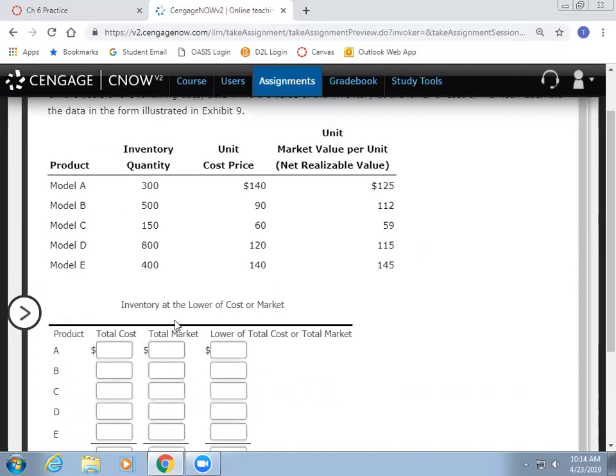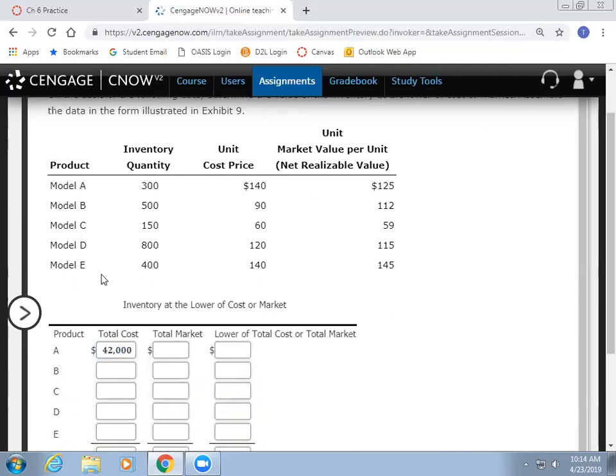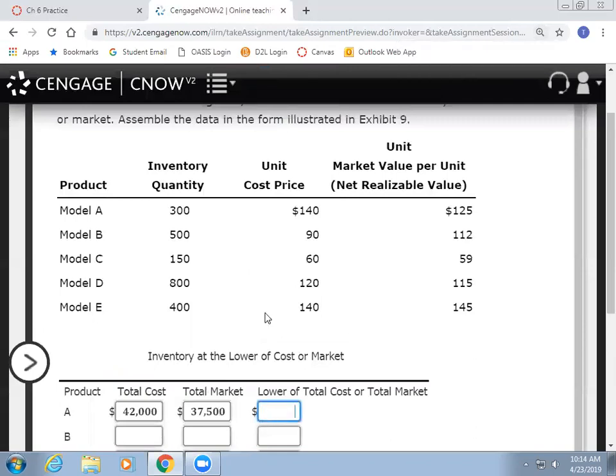So all we're doing here is, for product A total cost, we're taking 300 times our cost of 140. So 300 times $140 should get a total cost of what, 42,000 for model A. And then for the total market, you're going to take your 300 in inventory times the $125. So the total market value is actually $37,500. So which one's lower? Market value, very good. So that's what we would want to report our inventory as.